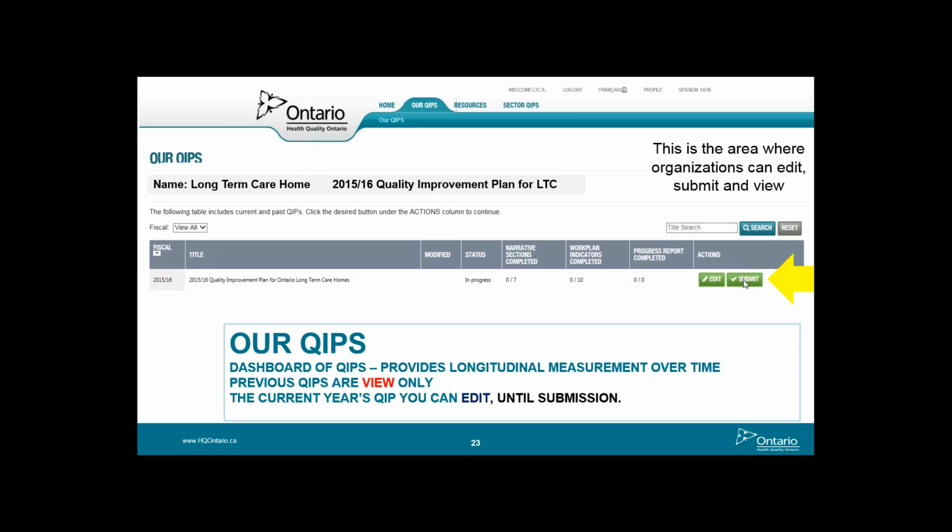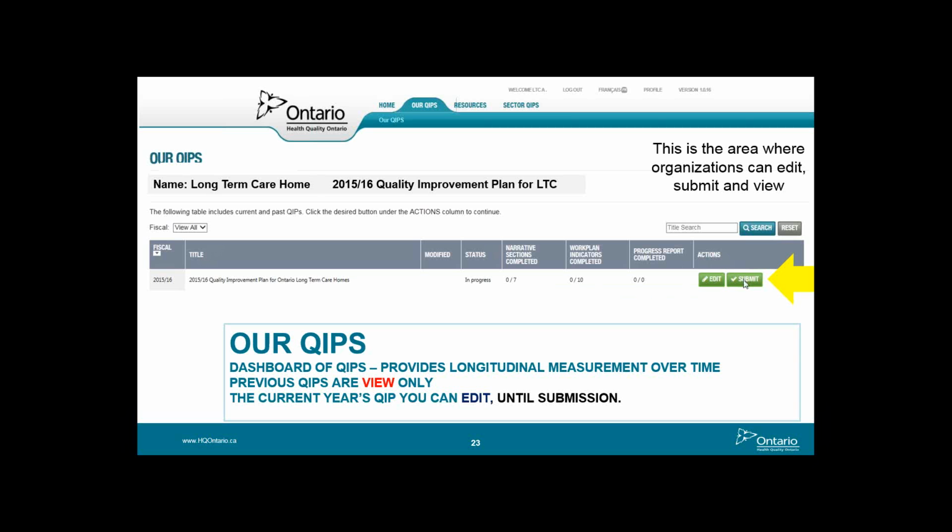So I see a couple of questions there, Mark. Did I just hear that corporations will not have access to the information for all their homes? The information is sent out to the long-term care facility level. There's certainly no reason why it can't be shared at the corporate level, but it is at the facility level that the quality improvement plan is submitted.